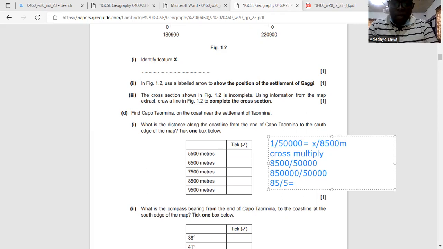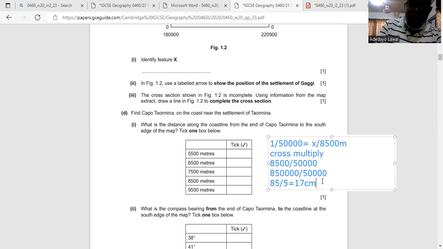5 in 8, 1. 5 in 35, that's 7. So the answer is 17 centimeters. So the map distance here is 17 centimeters. That means if you use your thread, you should get something within the range of 17 centimeters. That's why your answer can be 8,500.